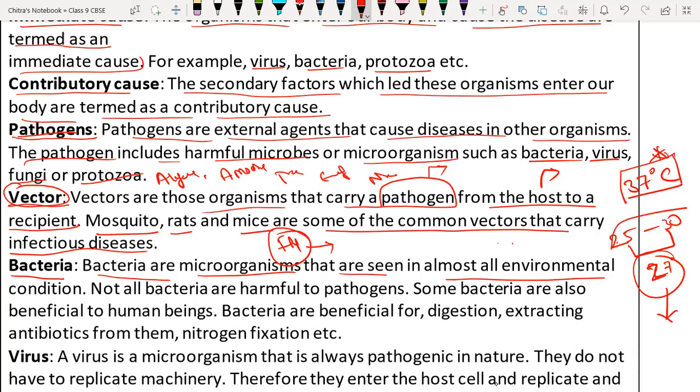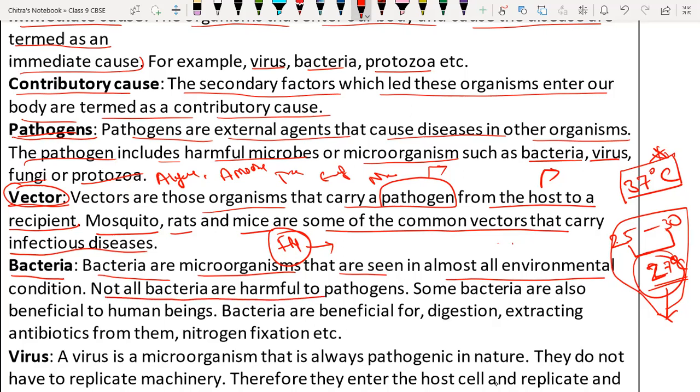But if suddenly our body temperature drops and reaches 27 degrees Celsius, then bacteria and viruses start infecting our body. And first you will feel sneezing, cough and cold. That sneezing is the first action shown by our body to remove bacteria and viruses from our body.